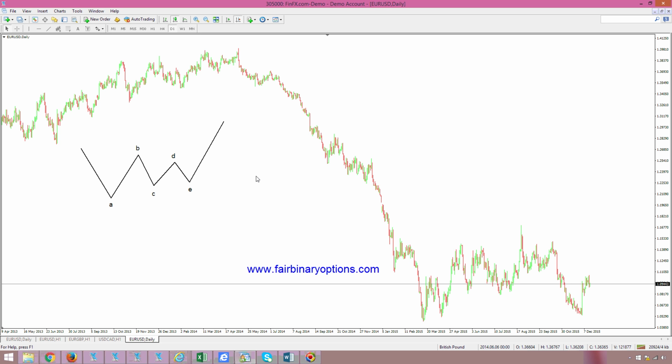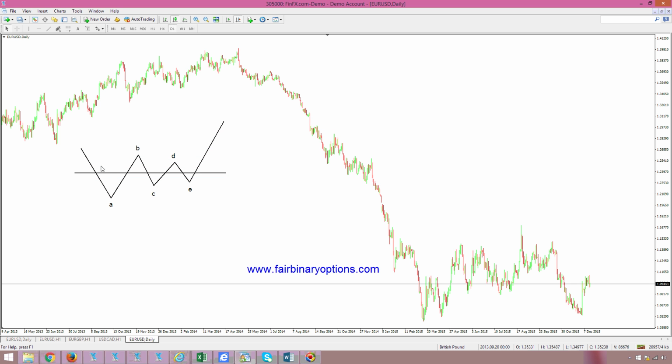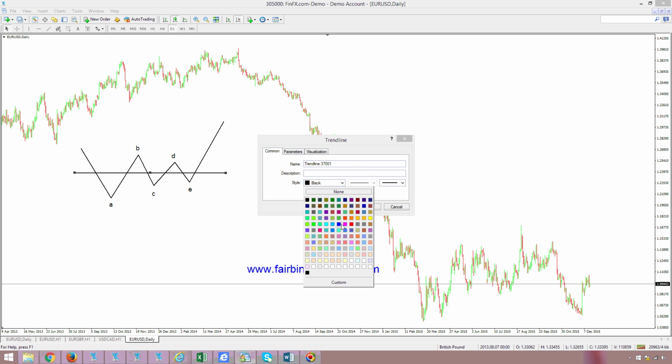And normally what we have to do is take the longest leg of a contracting triangle. In this case, the longest leg is wave A, and then find the 50% retracement. So this is the 50% retracement. Let's put a mark here. And then we just delete the fib and keep the 50%. Let's put a different color on the 50% trend line. Let's make it blue.